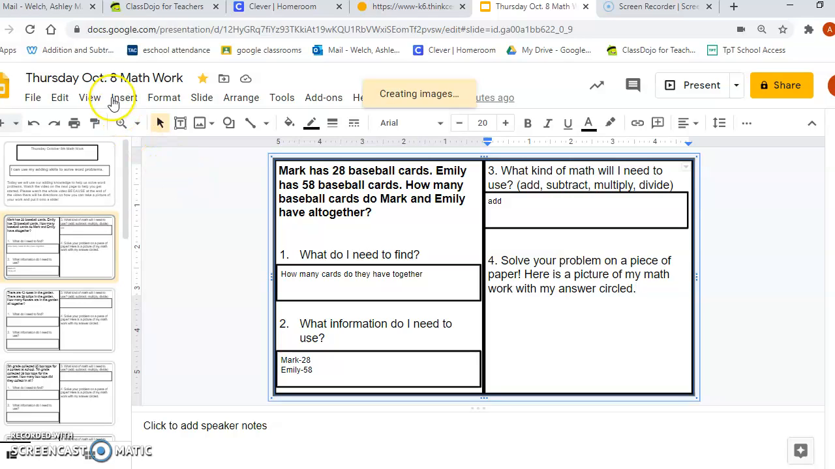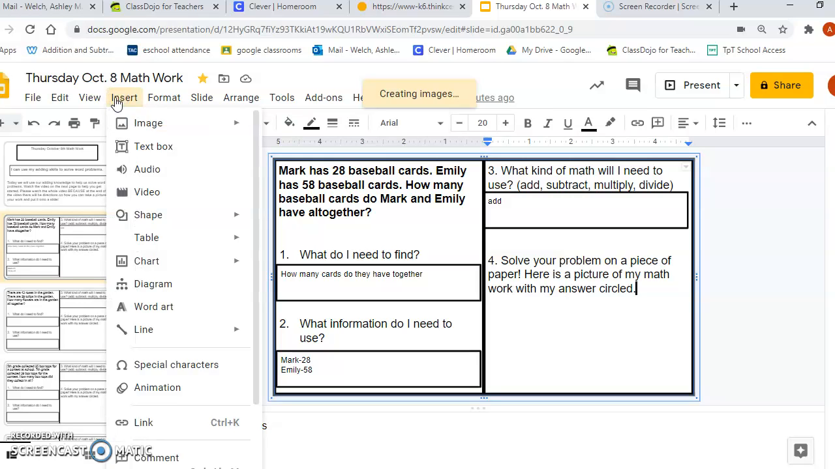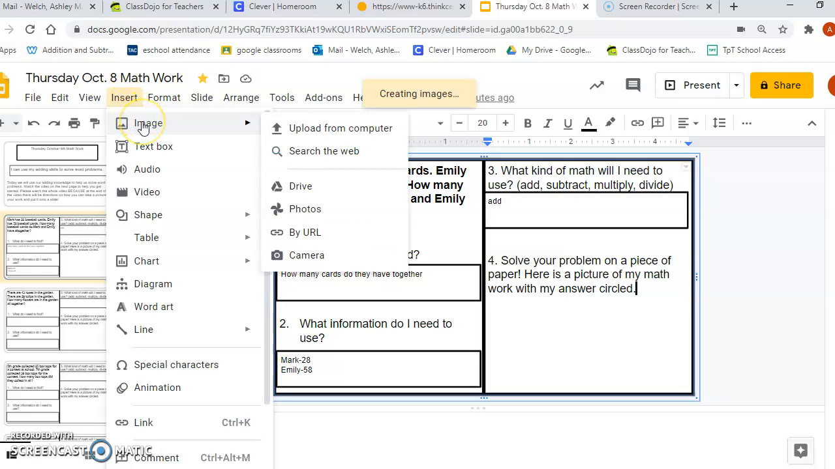So what you do is you go into insert. So you have to find insert, look at where it is, okay? And then we're going to go to the first one, image. Image is another word for picture. And there's all these options. So we want to click on it, and it says upload from the computer, search the web. We don't want to do either one of those things. We want to scroll all the way down to the camera button.